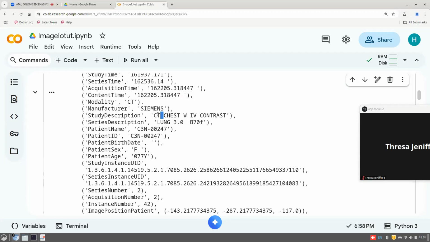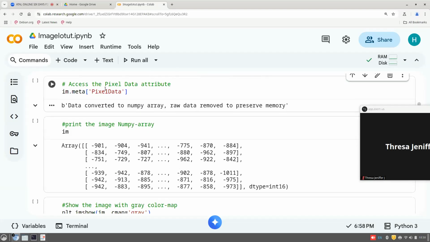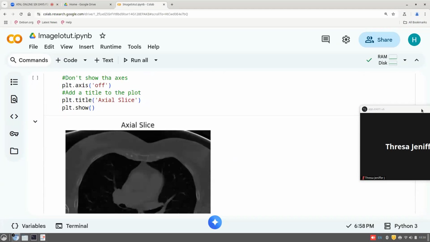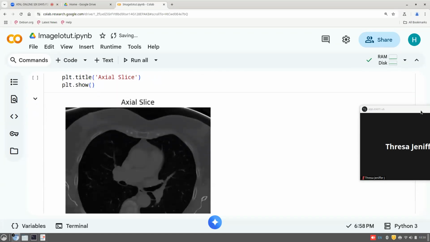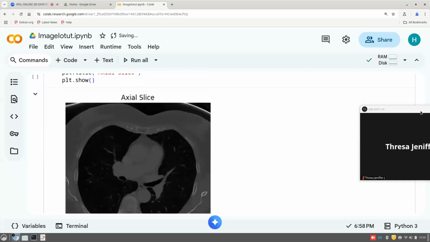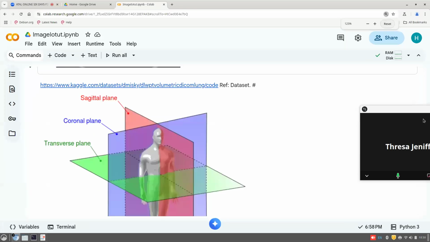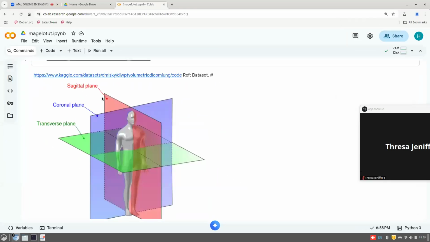The metadata shows the study resolution CT, manufacturer Siemens. And the pixel data variable will have the matrix which represents the image of the CT scan. Here we can see the axial slice. Generally CT scan images, as I said, are 3D images, and this slice which I showed you as the axial slice is a slice along the transverse plane.